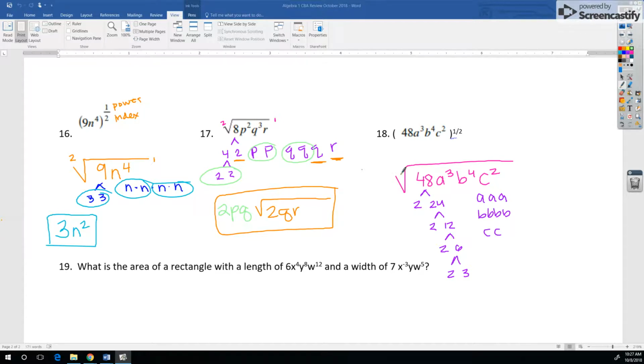Looking for groups of 2 again because it's a square root. Here's our root. So I have a group of 2's and a group of 2's. 2 times 2 is 4. A group of A's, 2 groups of B's, and a group of C's. Leftovers, a 3 and an A.